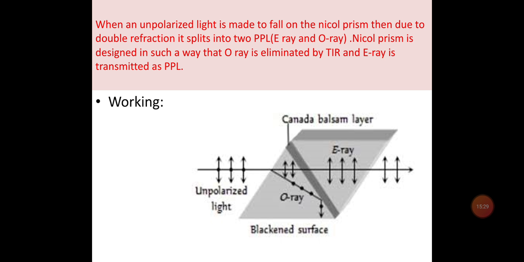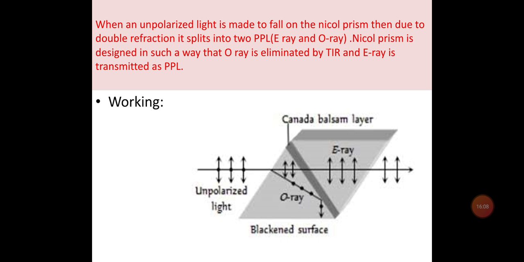So we can say that as the ordinary ray travels from the denser medium, calcite, to an optically rarer medium, the Canada balsam, it will suffer TIR, that is total internal reflection, provided the angle of incidence at the Canada balsam layer is greater than the critical angle for the two media, that is for calcite and Canada balsam. This totally internally reflected ray is absorbed by the blackened side of the crystal, and the extraordinary ray under the same conditions would be transmitted on the other side, right?